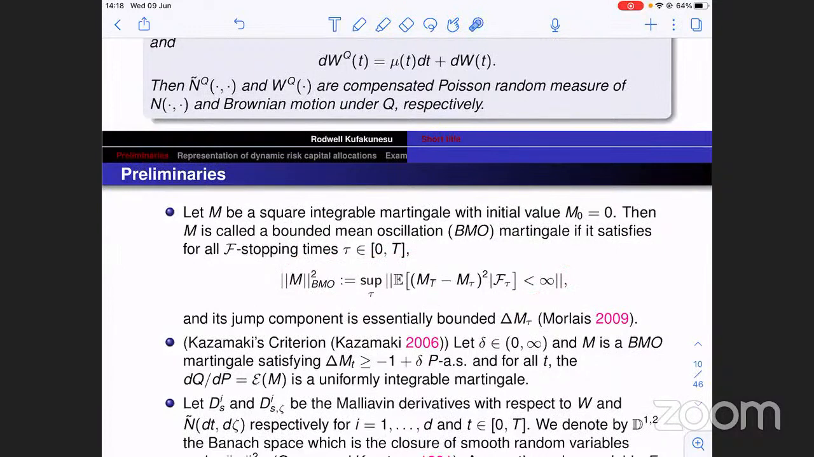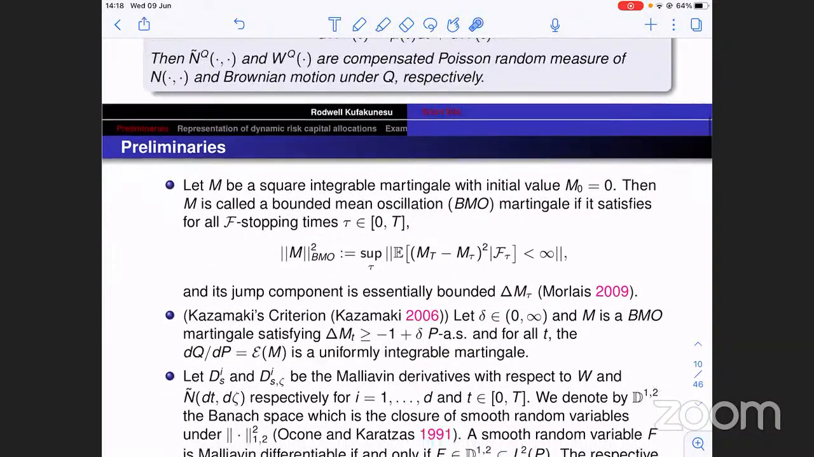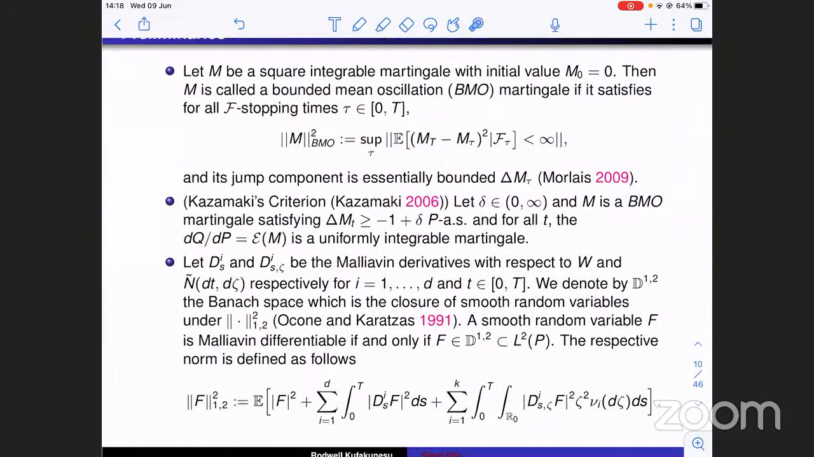This is to control our jumps, and also some conditions. Kazamaki criterion is quite important here. Also, it will give us the condition for uniform integrability of our density process here. Now, as you shall see, we are going to talk of gradient allocation of risk. We are also going to take advantage of using the Malliavin derivatives.